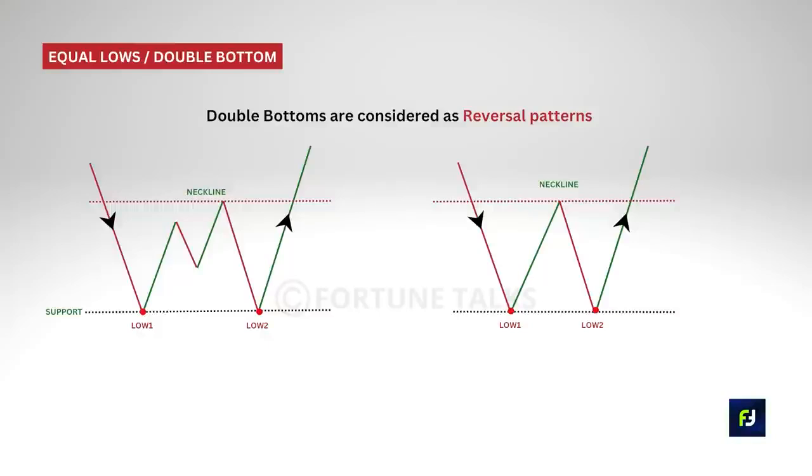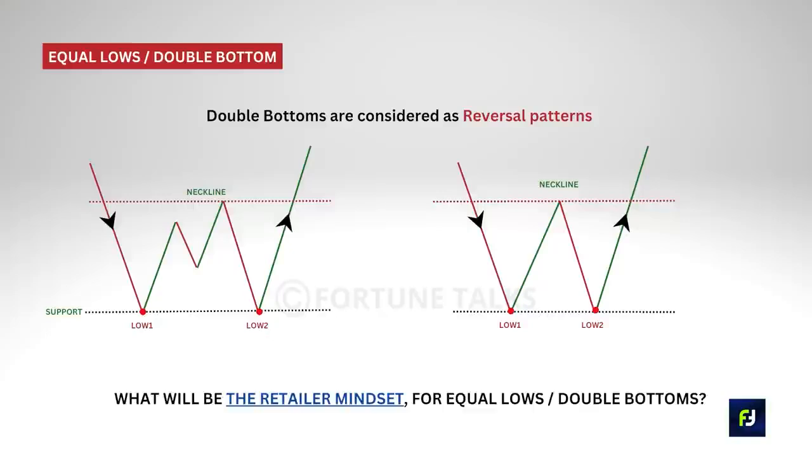In the first diagram, we can easily spot equal lows. So technically, we have two lows at the same price level, thereby forming a minor support level. It is also known as a double bottom. We have learned that double bottoms are reversal patterns, right? So what do you think a retail trader will do when he or she spots a double bottom pattern?